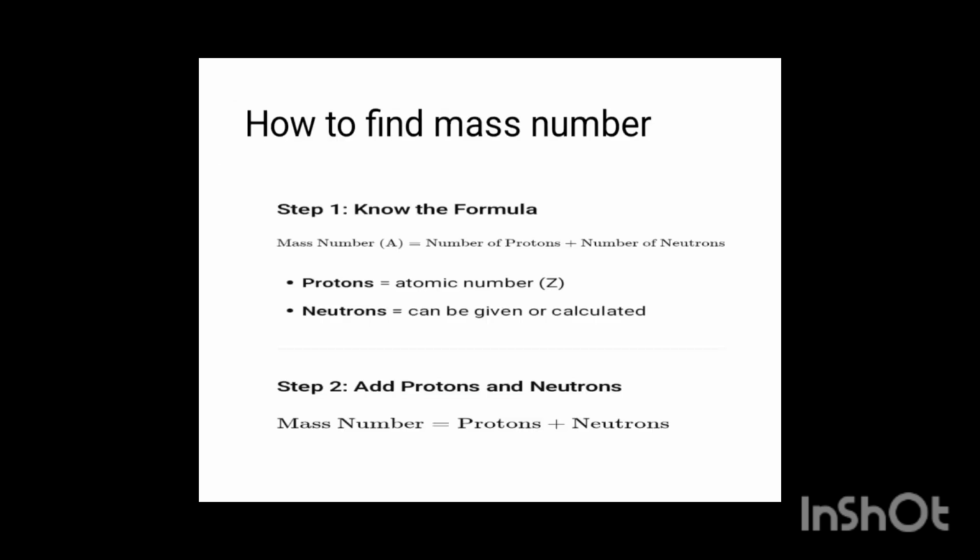Step 1 is to know the formula: mass number, capital A, equals number of protons plus number of neutrons. Protons is the atomic number, and neutrons can be given or calculated. It can be given in the question itself. Add protons and neutrons. Mass number equals protons plus neutrons. Simple, you can just add them to get the mass number.